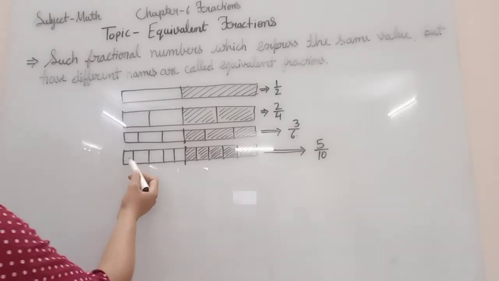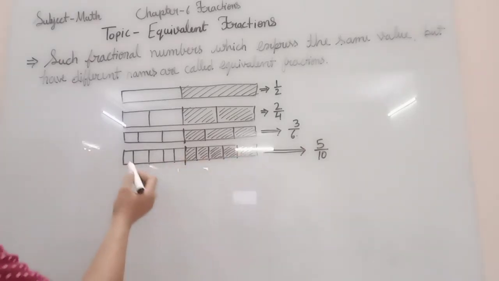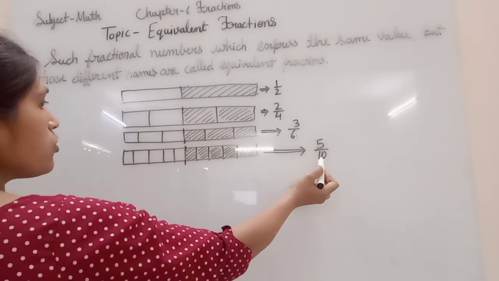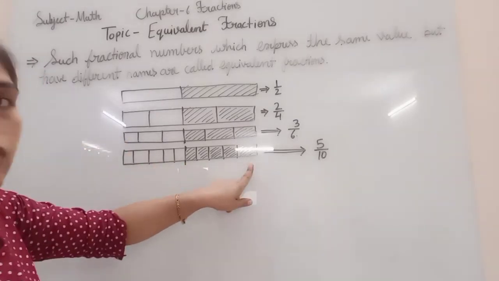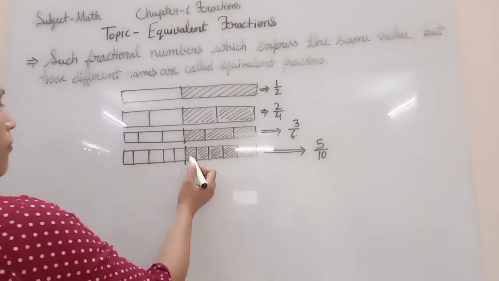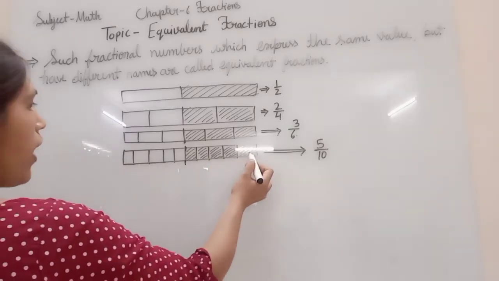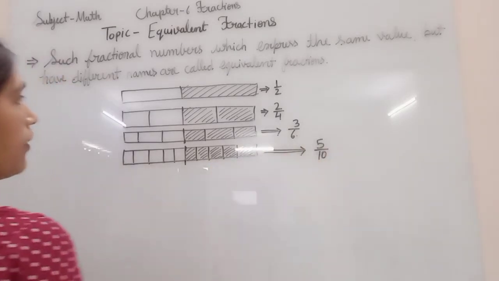Now let's see the next one. This one I have divided into 10 equal parts. See here, 10 is the denominator, and how many parts have I shaded here? I have shaded 5 parts: 1, 2, 3, 4, 5. So I have written 5 here.